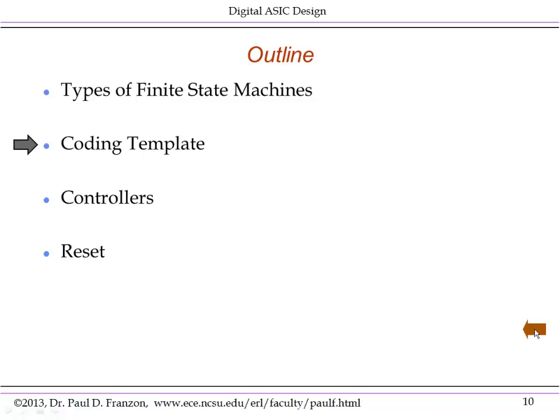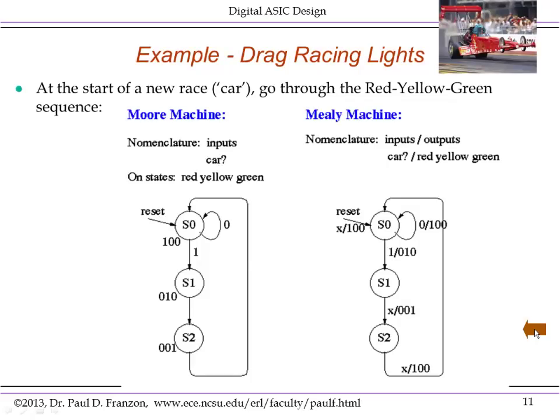Hello and welcome back as we continue to investigate how to design finite state machines and how to capture that design as Verilog. What we're going to do now is actually explicitly capture finite state machine designs as Verilog. What I'm going to do essentially is give you a coding template for the Moore machine and for variants thereof. The example I'm going to use is a simple set of drag racing lights.